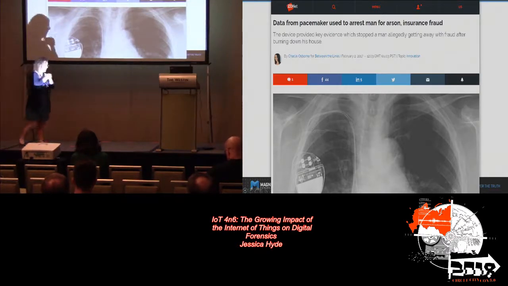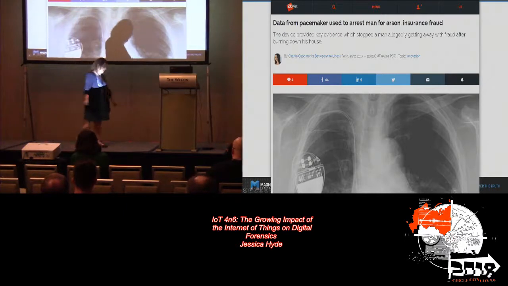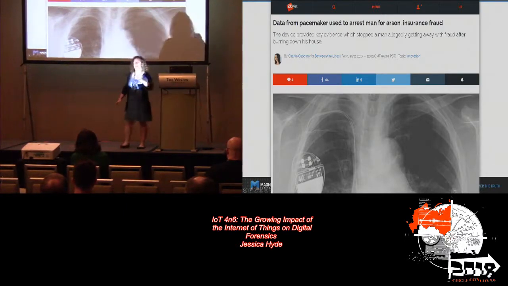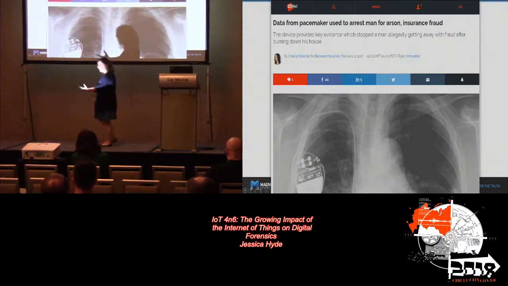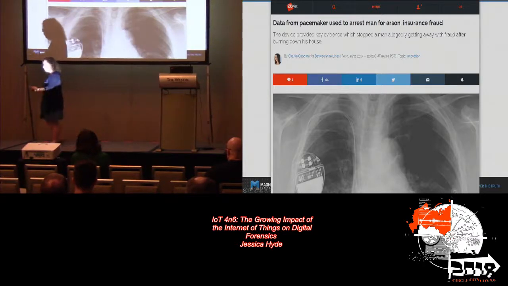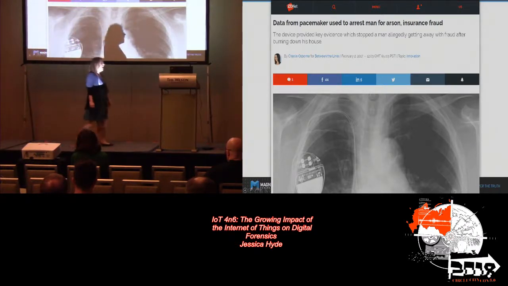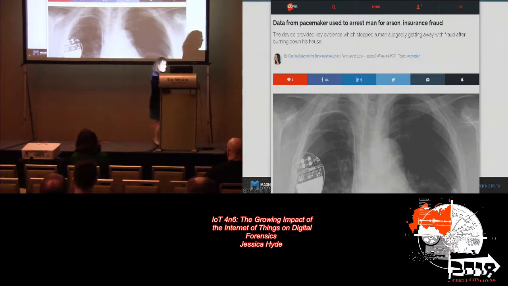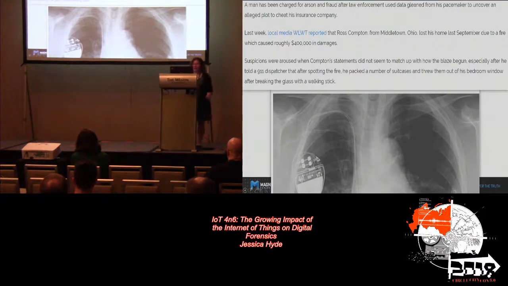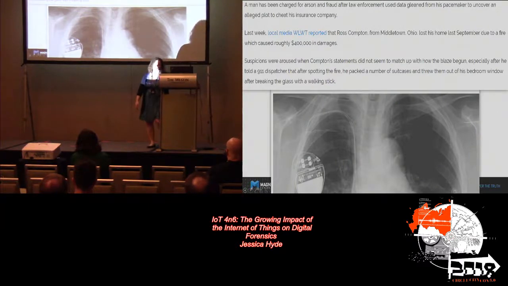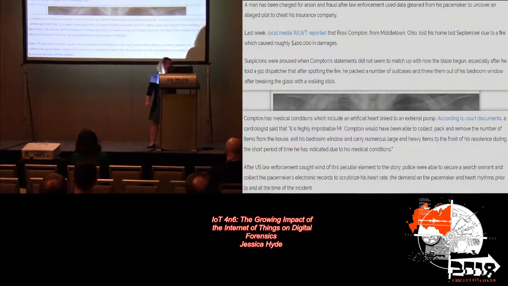Well, they actually pulled the data from his pacemaker and discovered 2 things. 1, his heart rate did not elevate at the time that the fire was set, as if he had been scared. And 2, his heart condition did not give him the time to have packed as much stuff as he got out of his house before the fire got bad enough for him to escape. And it was questioned in court and it was allowed to be admitted. And it was $400,000 worth of damages, and the insurance company wound up not having to pay.